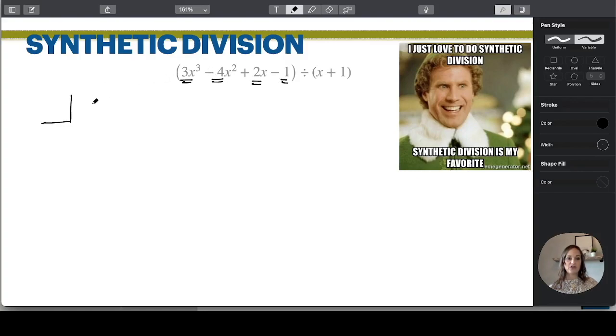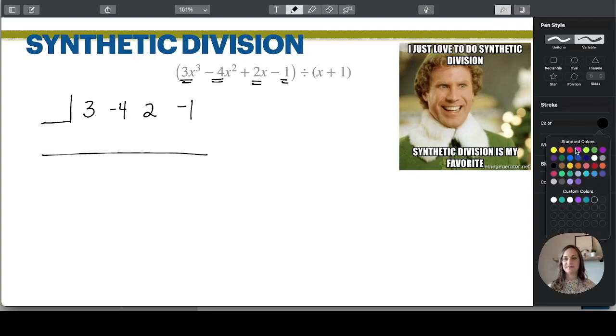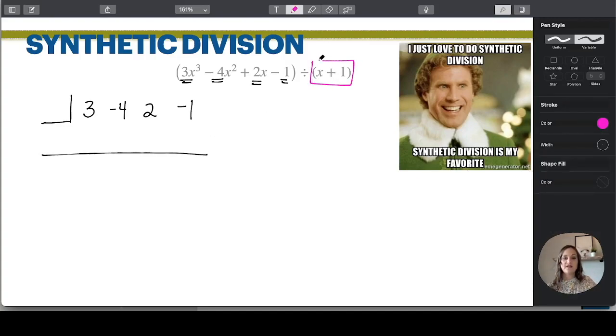So the coefficient of this one is a 3. The coefficient of the next term is a -4. Next is a 2. And the next is a -1. And then you're going to draw a line. And here is what you do. You're going to take your divisor and set it equal to 0. And you'll get x equals -1.